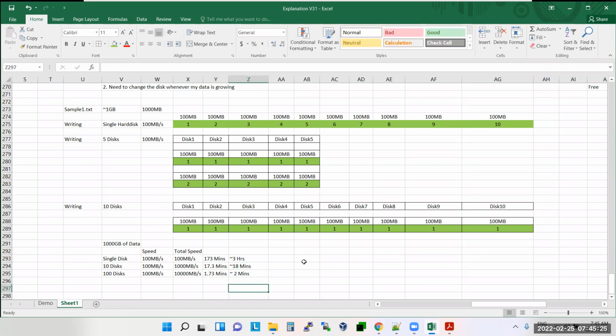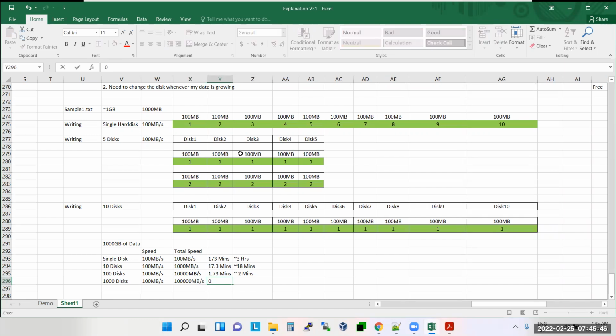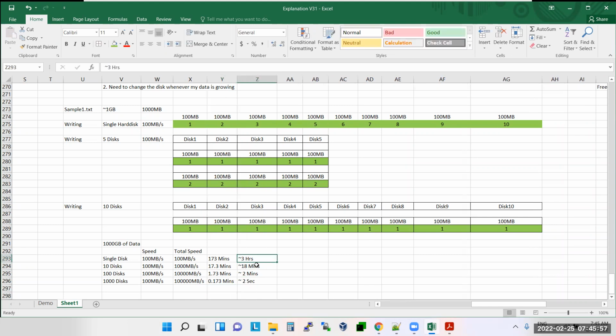Okay, so what in case if I have 1000 disks, each disk speed 100 MB per second? If all 1000 can work in parallel, it will take 2 seconds. 0.1173 minutes, just nearly 2 seconds. Here, guys, see how the time is reducing. The more disks you have, the more speed and performance you get.